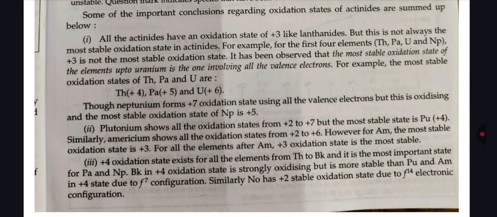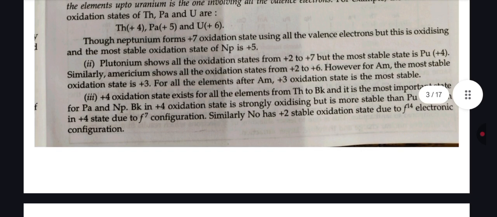First, all the actinides have the oxidation state +3 like lanthanides, but it is not always the most stable oxidation state in actinides. For example, for the first four elements, +3 is not the most stable oxidation state. It has been observed that the most stable oxidation state of the elements up to uranium is one involving all the valence electrons. For example, the most stable oxidation states of Th, Pa, U are +4, +5 and +6. Though neptunium forms a +7 oxidation state using all the valence electrons, this is oxidizing, and the most stable oxidation state of Np is +5.